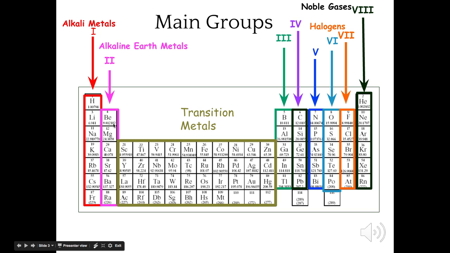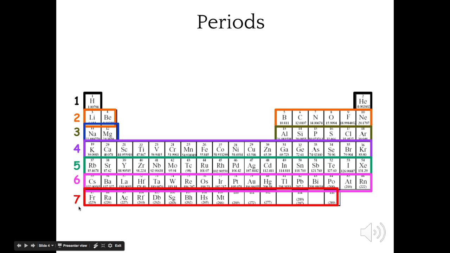So you are only responsible for knowing the name of groups 1, 2, 7, and 8. Those are the alkali metals, alkaline earth metals, halogens, and noble gases. And then when we look at groups 3, 4, 5, and 6, we refer to these as the boron family, the carbon family, nitrogen family, and oxygen family. All right? And then right here in the middle of the periodic table, we have the transition metals. We have 7 periods on the periodic table. Those periods are horizontal rows.